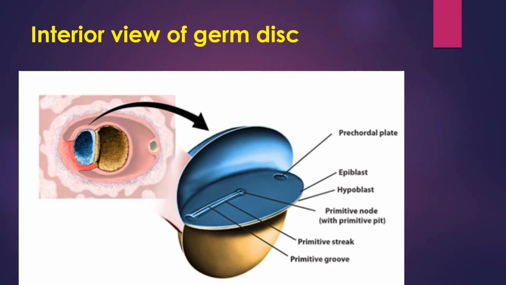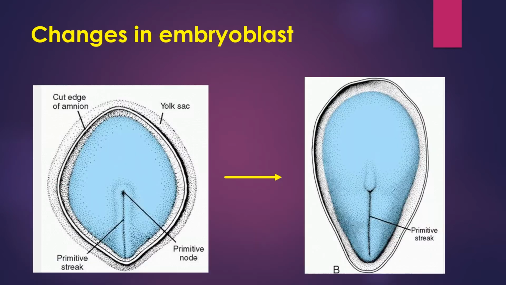Here I just want to show the interior view of the bilaminar germ disc so that you can understand clearly. Here the bilaminar germ layer is present. This one is the ectodermal cell layer, that is the epiblast, and the endodermal cell layer, that is the hypoblast. The changes are going to happen in the epiblast, the ectodermal cell layer. So first you'll see the changes in the embryoblast.